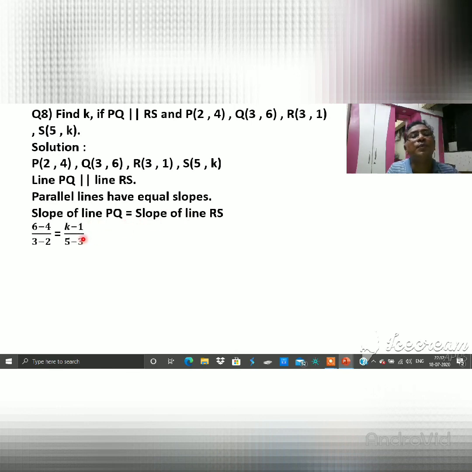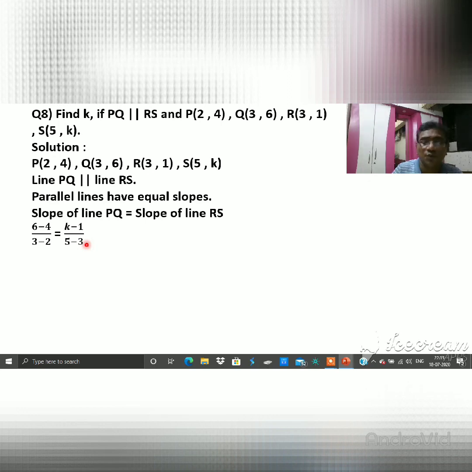Formula of slope of line PQ: y2 is 6, so I write here 6 minus y1 is 4, so 6 minus 4, this is for PQ. Then x2 is 3, so I write here 3 minus x1 is 2, so I write here 2. Then for RS, y2 is k, so I write k minus y1 is 1, so k minus 1. x2 is 5, so I write here 5. x1 is 3, so I write here 3.